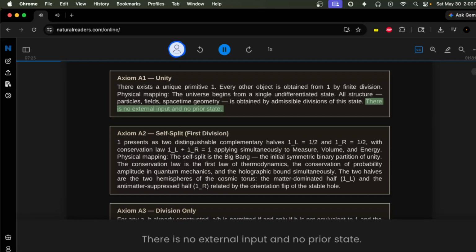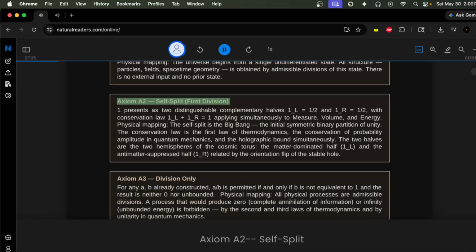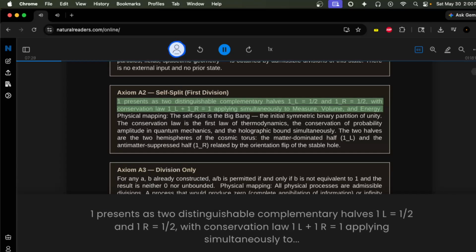There is no external input and no prior state. Axiom A2, self-split. One presents as two distinguishable complementary halves, 1L equals 1/2 and 1R equals 1/2, with conservation law 1L plus 1R equals 1 applying simultaneously to measure, volume, and energy.